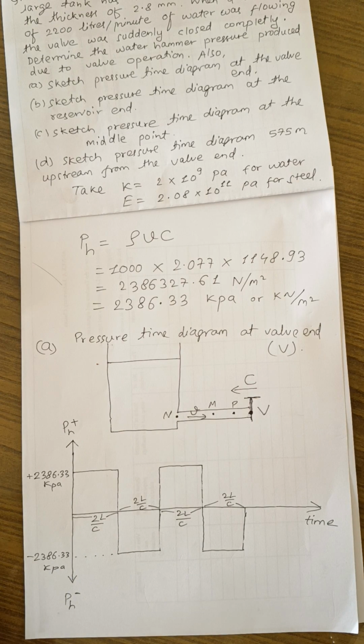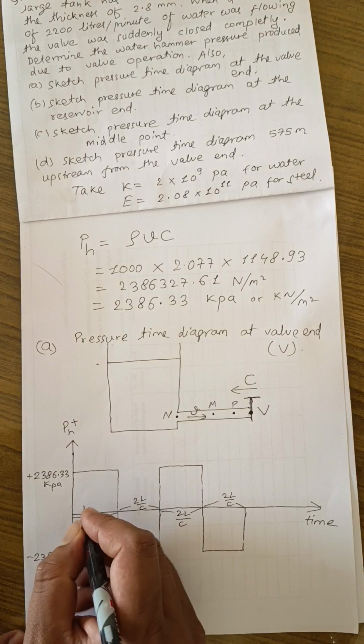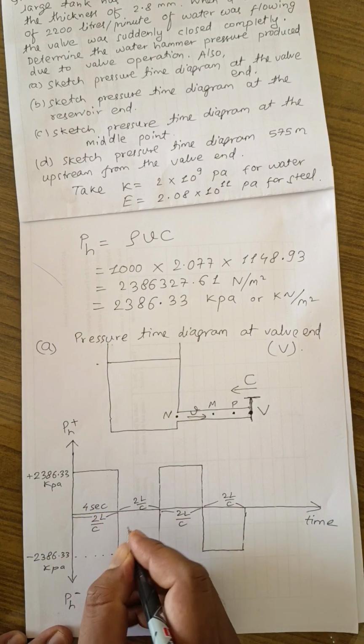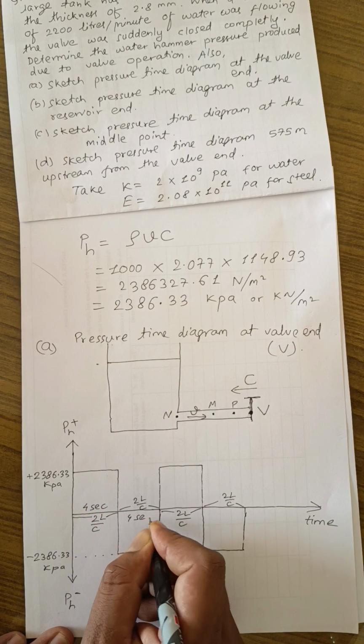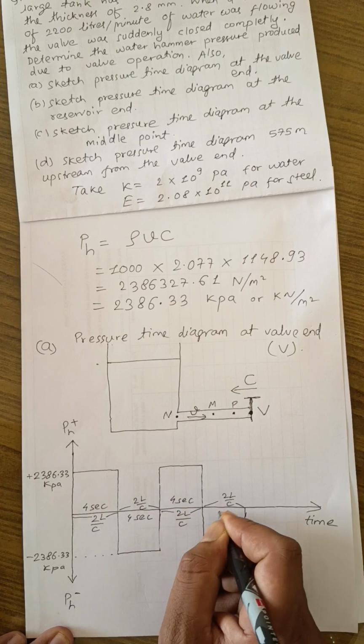2 into L is how much? We have L as 2300 meter. And C is how much? C is 1148.93. That is going to be about 4 seconds, so 4.0037. I've taken this as 4 seconds. Okay, this is one complete cycle. You can say 4 second, 4 second, and 4 second.